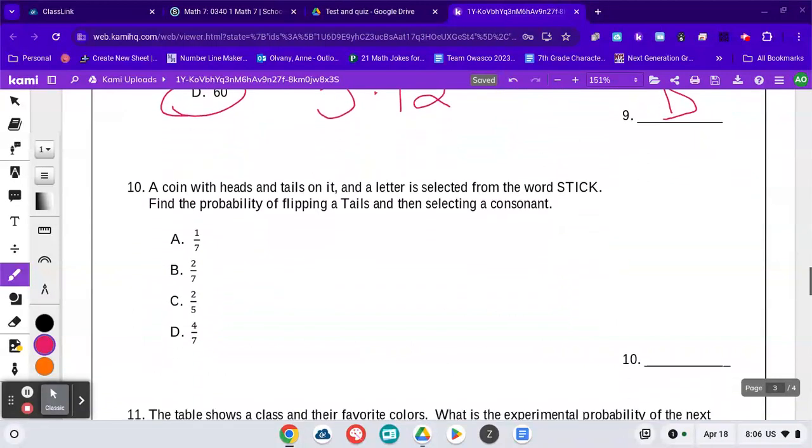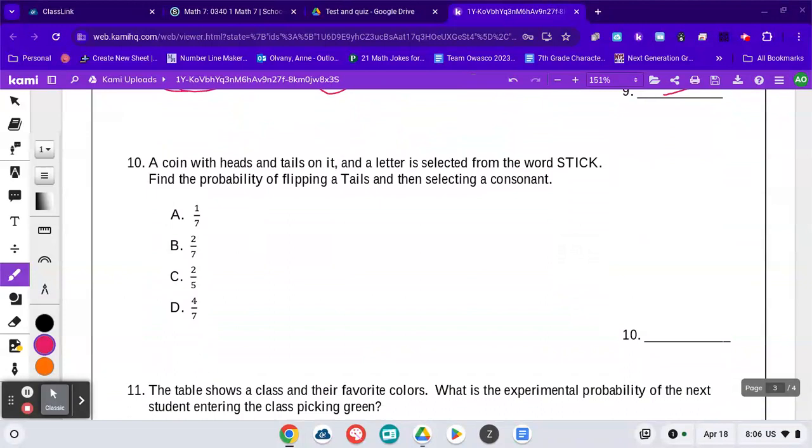A coin with heads and tails on it and a letter is selected from the word stick. Find the probability of flipping a tails and then selecting a consonant. It asks for the probability, so we want a fraction, part over whole. We have a coin with heads and tails and a letter from the word stick. We want the probability of flipping a tail. That's 1 out of 2 choices.